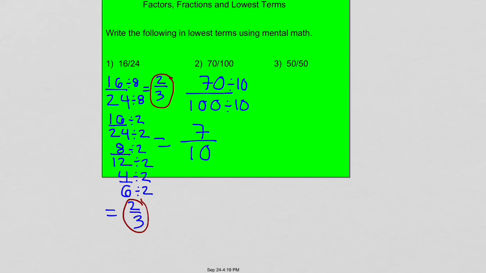So the factors of 7 are 1 and 7, and the factors of 10 are 1, 2, 5, and 10. The greatest common factor between 7 and 10 is 1. And once that greatest common factor is 1, you're done. You can't divide it anymore, and it's in lowest terms. So 7 over 10 is that fraction in lowest terms.